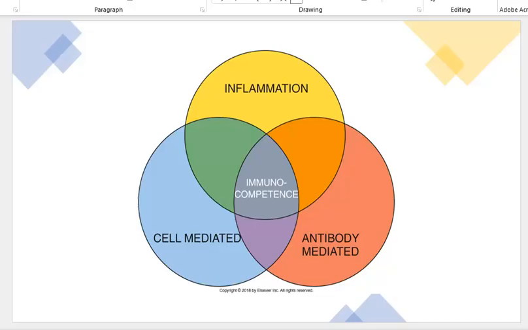So the antibody-mediated targets extracellular pathogens, whereas cell-mediated immunity uses T cells to kill infected cells.